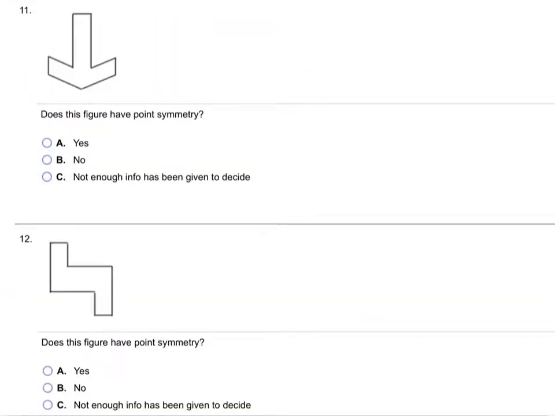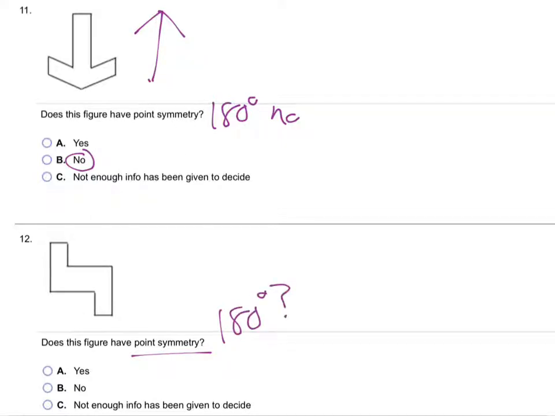All right, and then on to 11. Does this figure, another one, so there's 2 more, 11 and 12. Does 11 have point symmetry? Getting a lot of point symmetry here. No, because if you did a 180, the arrow would be going up, wouldn't it? So no, it wouldn't be back onto itself. How about number 12? Is there a 180 on that one? Flip that one halfway around, will it be right back onto itself? Yeah, it will.